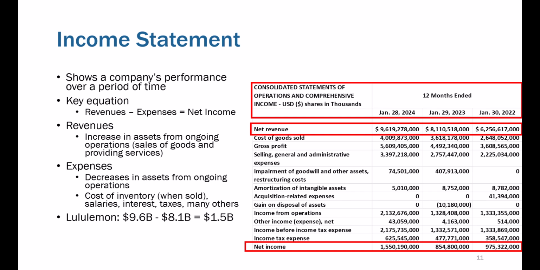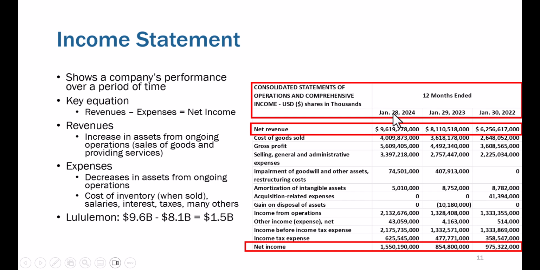The income statement resets. So for the year that ended in 2022, they had 975 million of income. In 2023, it was 854 million, and then in 2024, it is 1.5 billion. So they've grown over time. So that is for a period of time. It resets each year.